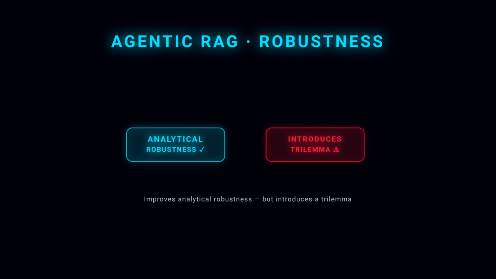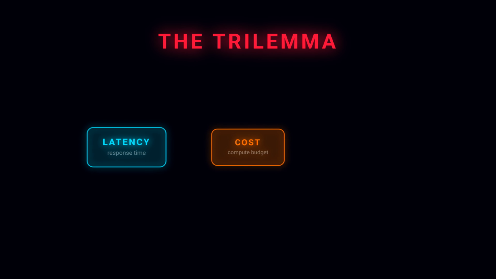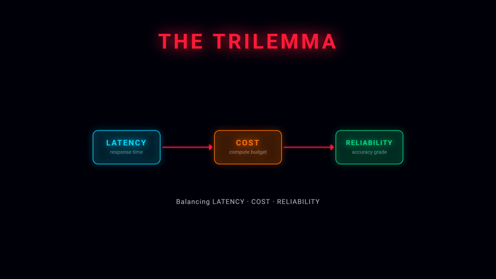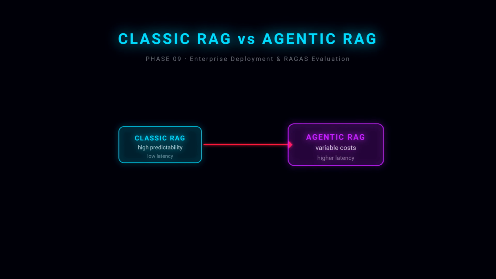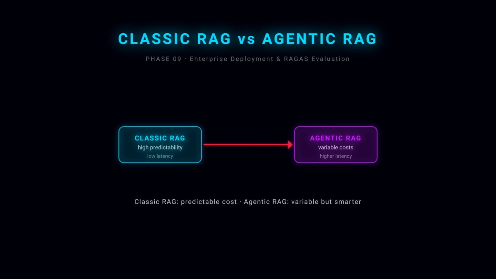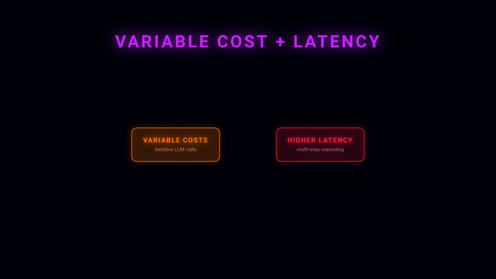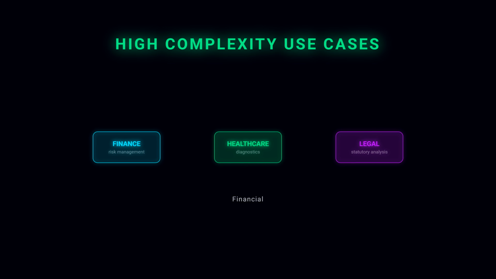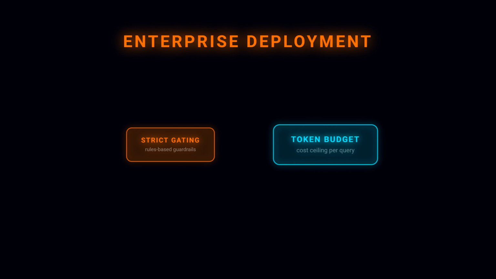While Agentic RAG improves analytical robustness, it introduces a trilemma, balancing latency, computational cost, and reliability. Classic RAG offers high-cost predictability and low latency. Agentic RAG introduces variable costs and higher latency due to iterative language model calls. Therefore, it is best suited for high-complexity, low-error tolerance applications like financial risk management, healthcare diagnostics, and legal statutory analysis.